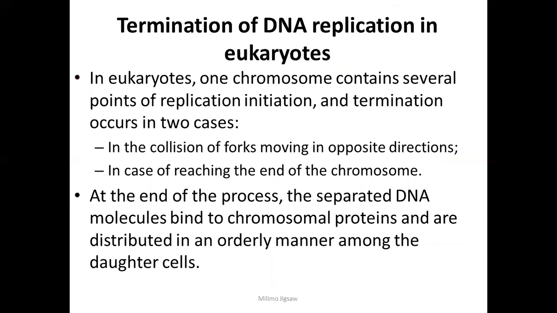Then remember, termination of DNA replication in eukaryotes. We find that one chromosome is going to contain several points of replication initiation, and therefore termination can occur in two cases. It is going to occur when there's a collision or convergence of replication forks that are moving in opposite directions. The other one is when the replication reaches the end of the chromosome. So at the end of the process, the separated DNA molecules are going to bind to chromosomal proteins and then be distributed in an orderly manner among those daughter cells.